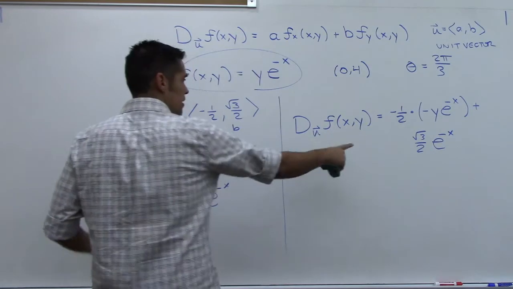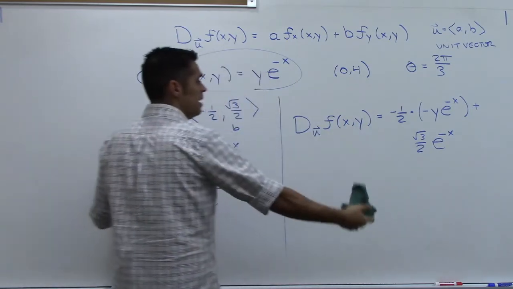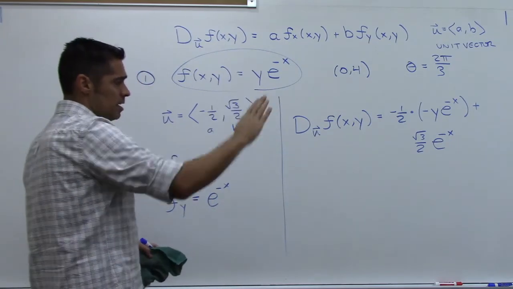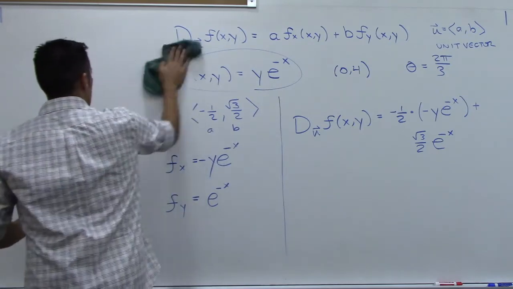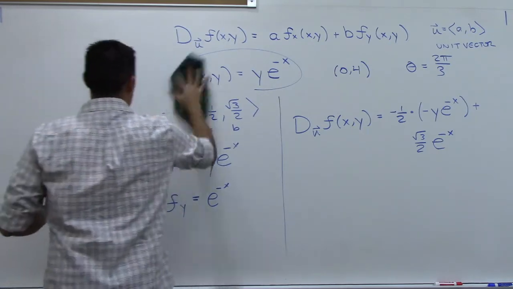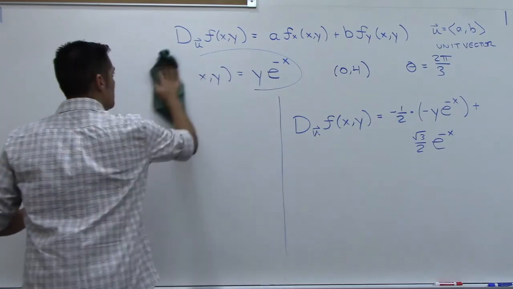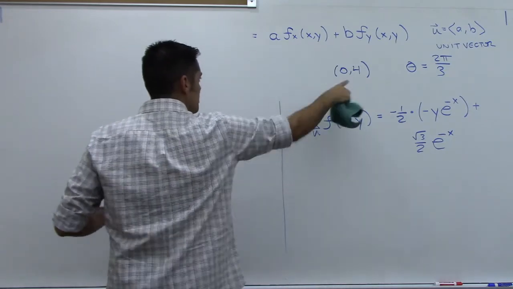Now when we use this formula, this is going to give us a number, right? If I plug in an x and a y, I'm going to get a number. That number is going to represent the slope of that tangent line up on that surface. So let's go ahead and do that now. We're going to find the slope of the tangent line at a specific point, so let's plug in that point. The point that we were given was the point 0,4.